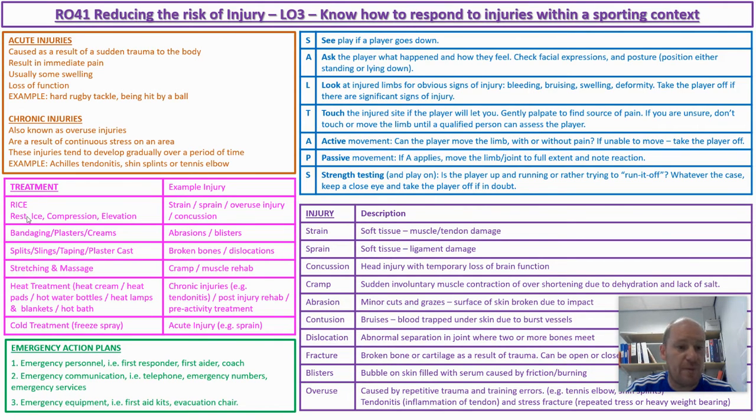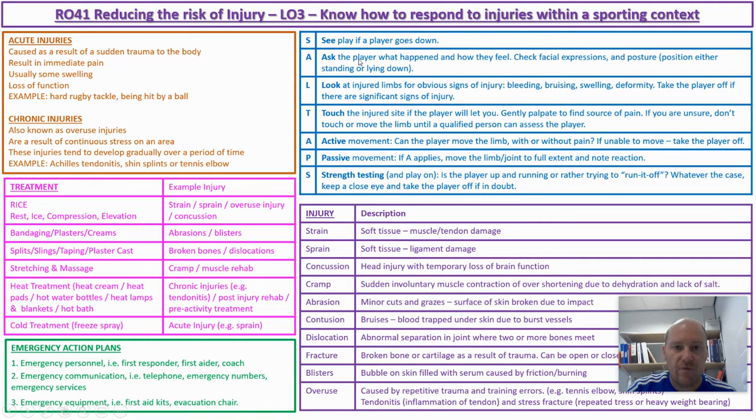Splints, slings, tapings, and plaster casts are the way we deal with a broken bone or dislocation. Stretching and massage are for cramp and muscle rehab. And then we have heat treatment and cold treatment, which are mainly for chronic or acute injuries. As you can see over here, I'm not going to talk through this in a great deal of detail because we can do that when we look at the individual bits from this time. But this is just giving us that overall overview of what we've got.